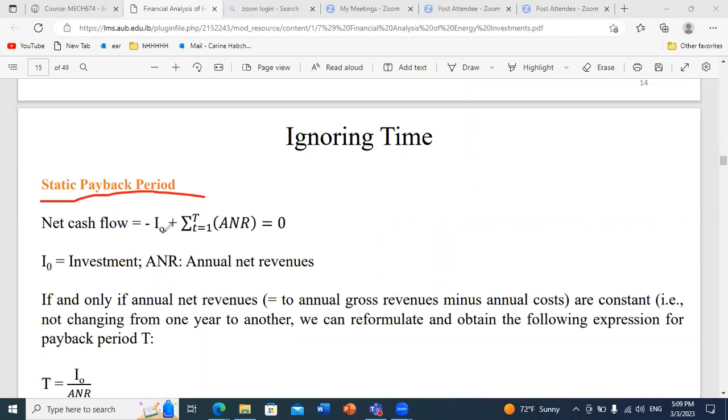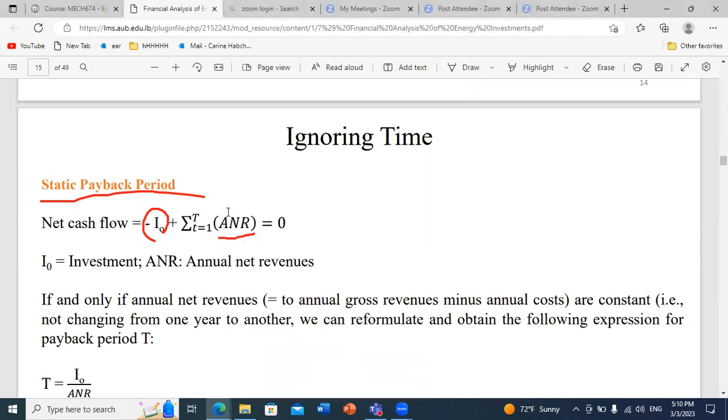We start to benefit from the project. Now, I0 is the symbol of investment, the initial investment at year 0. The annual net revenue is termed ANR, and for simplification, we can consider that the annual revenue is constant. In case the annual net revenue changes, we should take the value of the annual revenue for each year and then do the addition. In case we have constant annual net revenues, we can take it outside of the summation.